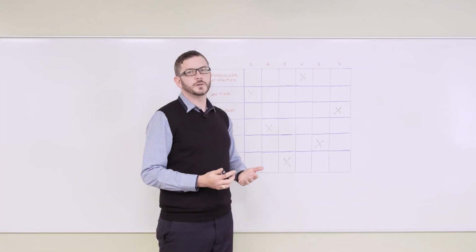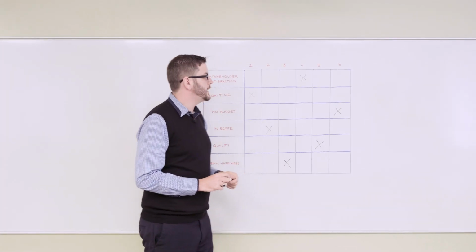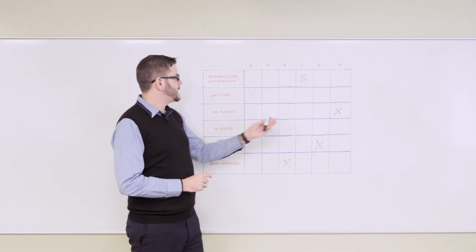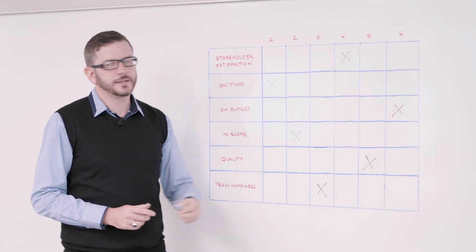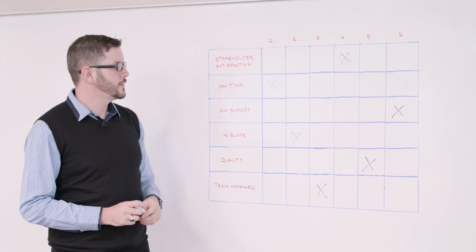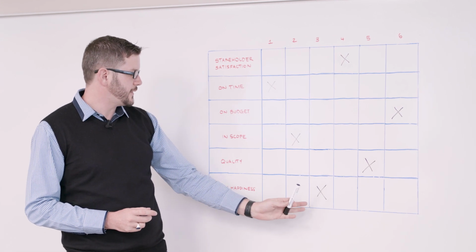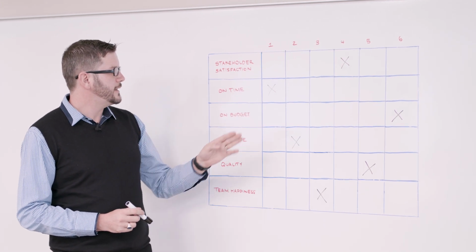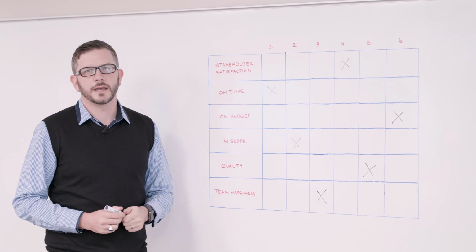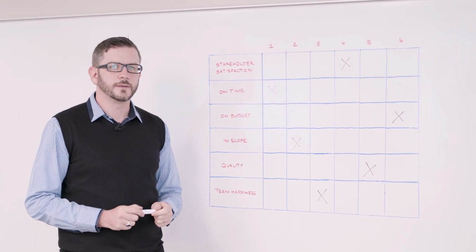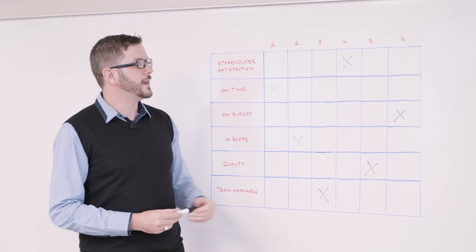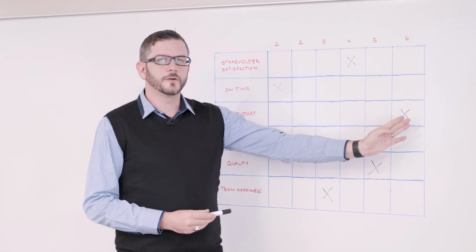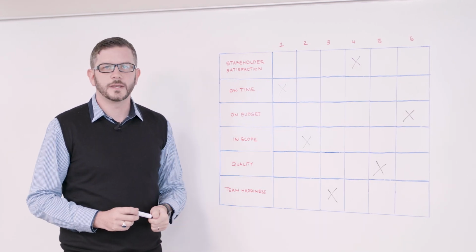In this example, the team, together with the product owner and the stakeholders, have decided that budget and quality are of the highest importance. These are followed by stakeholder satisfaction, team happiness, and they've decided that scope and time are of a lesser priority. You can also think of this as items on the right being more fixed and items on the left being more flexible.